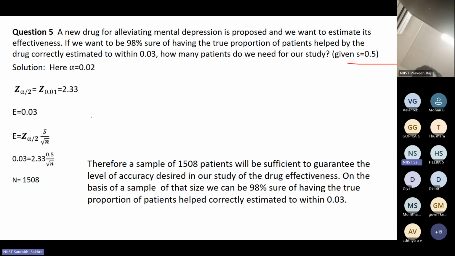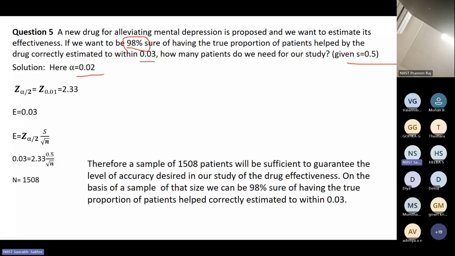So here you need to understand that they have created one new drug for alleviating mental depression and they want to measure its effectiveness. Let's say they want a 98% confidence interval. If you want to be 98% sure of having the true proportion of patients helped by the drug correctly estimated to within 0.03, how many patients do we need for our study? And given our S is 0.5. So here the error they have limited to 0.03.